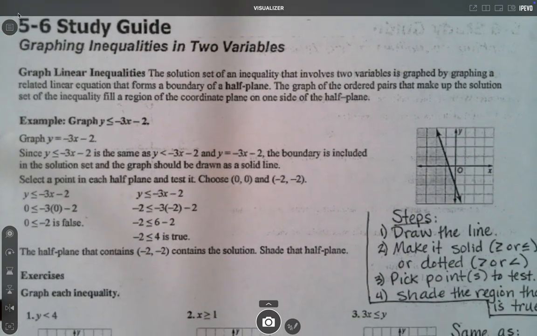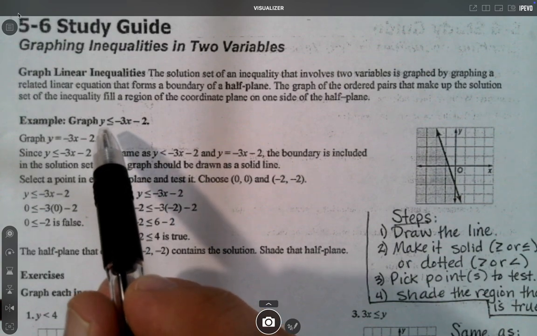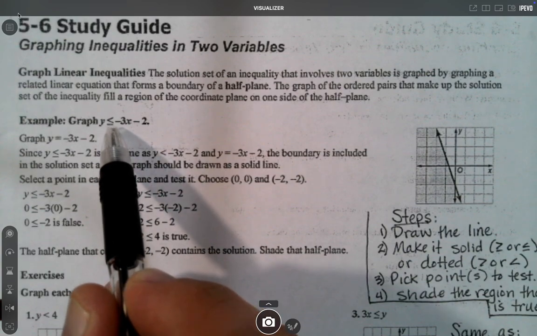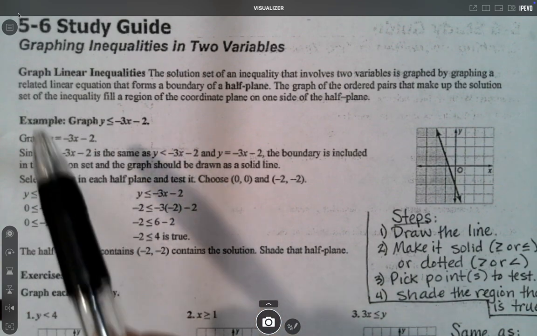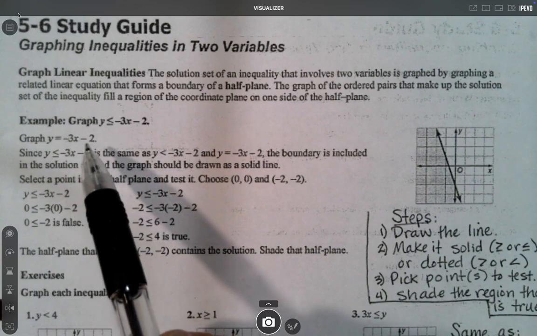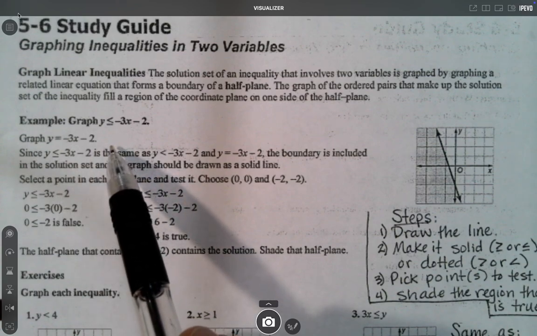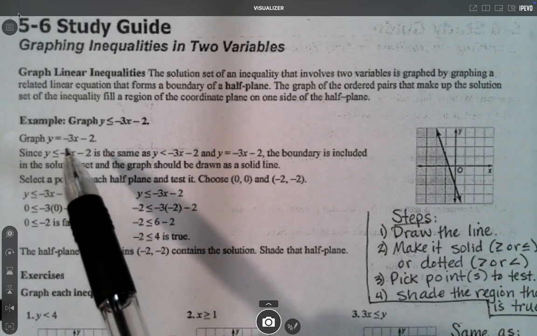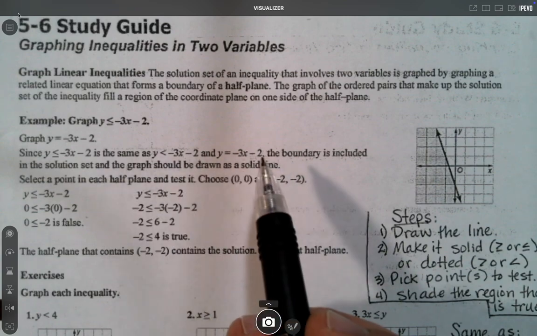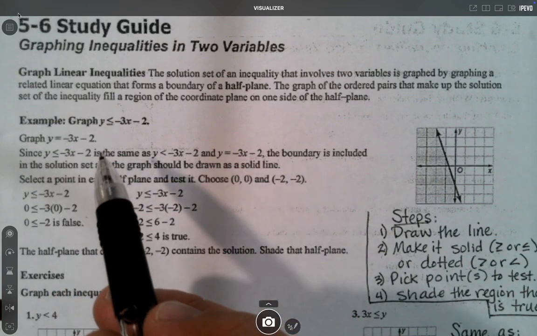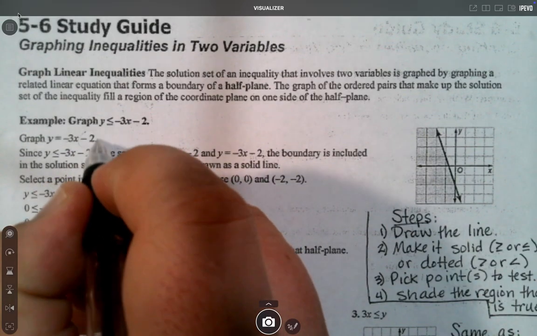Anyway, so it says graph y is less than or equal to negative 3x plus 2. So just as this says, the first step is just to graph negative 3x minus 2. Now you can do this by finding x and y intercepts. You can do this by graphing or using a table. What I'd recommend though is anytime they give one of these to you, make sure it's in slope-intercept form, and then graph the y-intercept first.